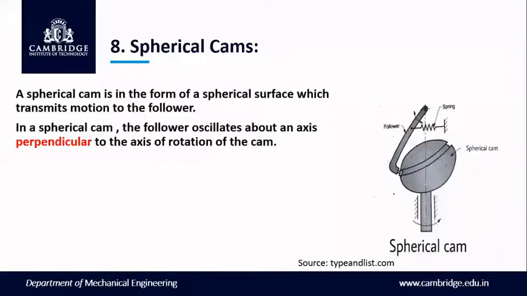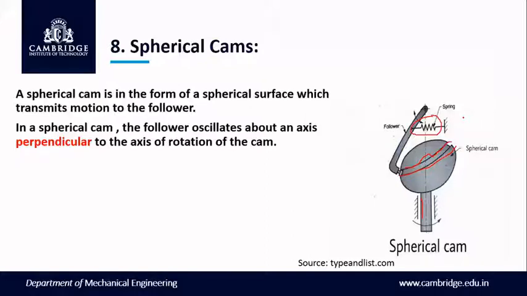The spherical cam is a form of sphere. The cam itself is in the shape of a sphere, and it also consists of a groove. In the diagram you can see a spherical cam mounted on a vertical shaft, rotating. We have a groove, so inside that groove the follower pinpoint will be engaged, and we commonly use a spring to keep contact between cam and follower.